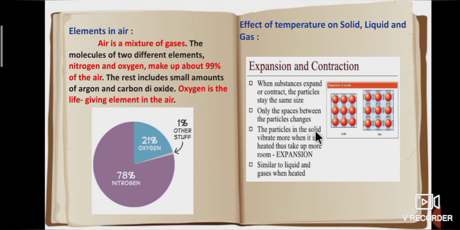The particles in the solid vibrate more when it is heated, thus taking up more room. That is expansion. Similar to liquids and gases when heated. So on heating, solid, liquid and gas will expand.